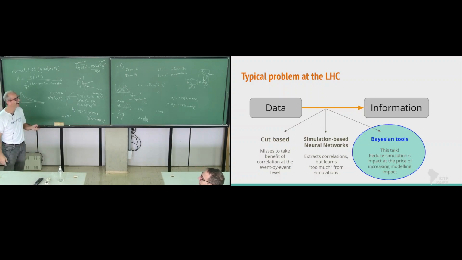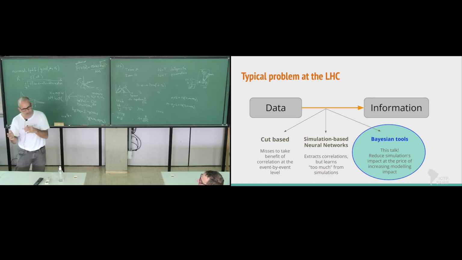Okay? Bayesian tools, okay? There is nothing free. We're going to be able to reduce the simulation impact because we will be learning from the data as it comes out, at the price of increasing some impact on the modeling. Okay, we're going to model and that has an impact on our results, a potential bias, but we reduce the simulation impact. So it is another way of doing things. I'm going to try to convince you that there is a huge room for potential improvement.